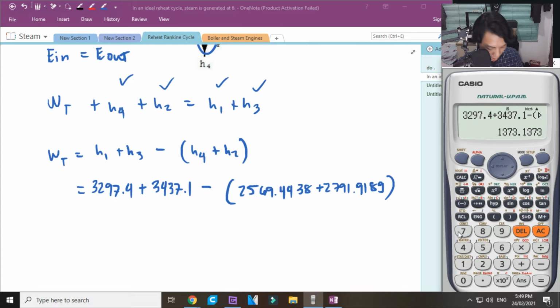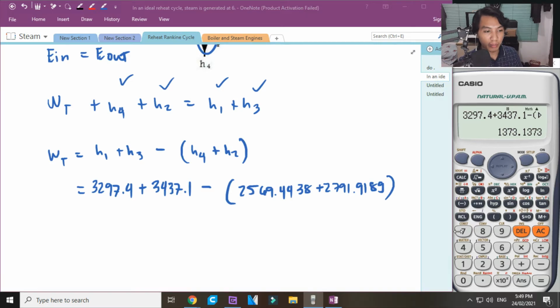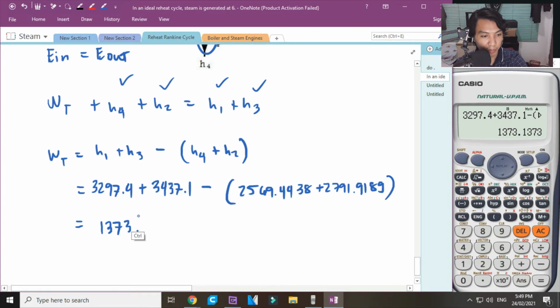That is 1373 turbine. Check na natin. 1373. Yun, no? Sakto. Galing talaga. Equal to 1373.1373 kilojoules per kilogram. That is for the work ng turbine.